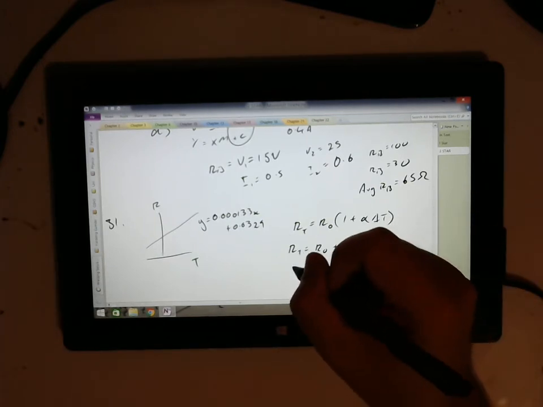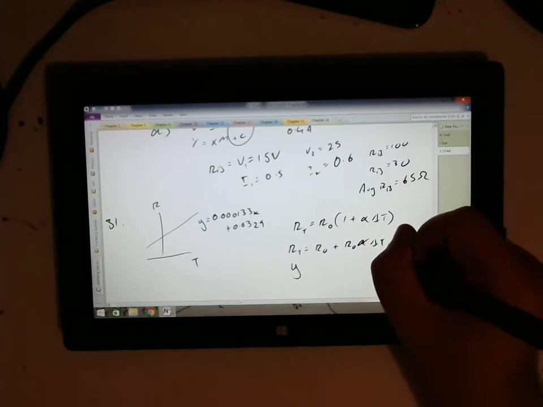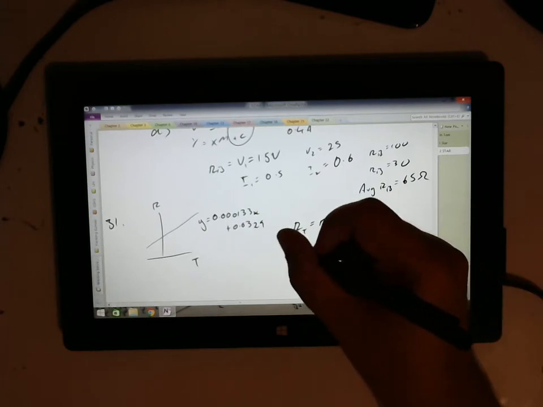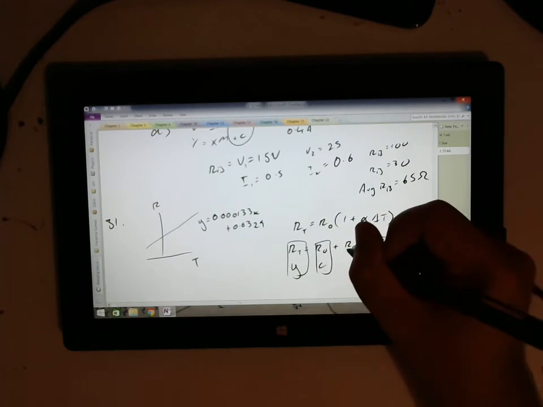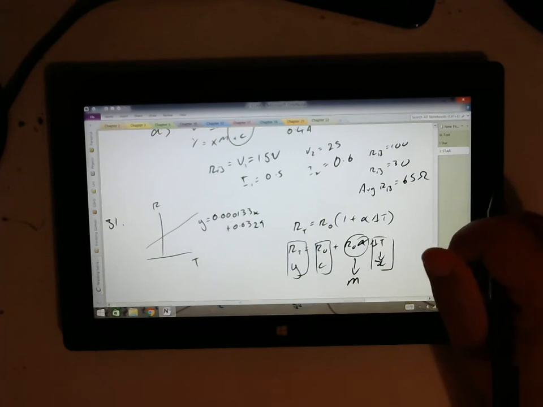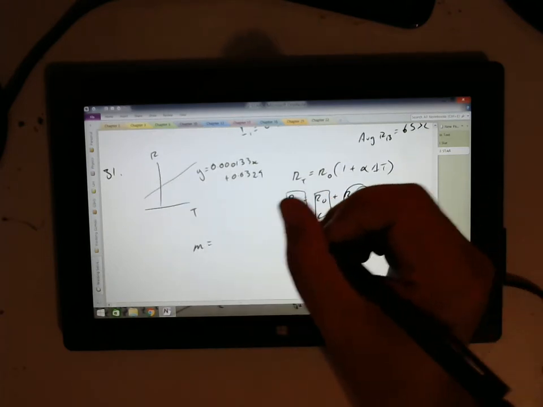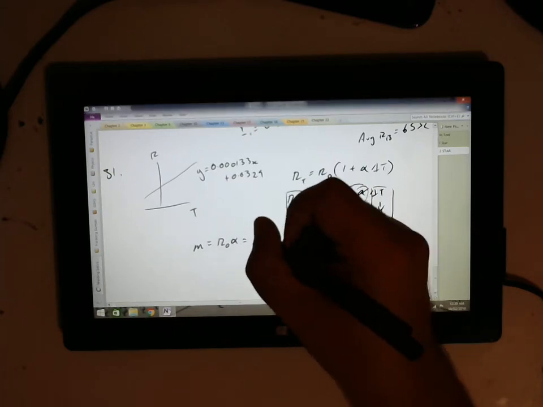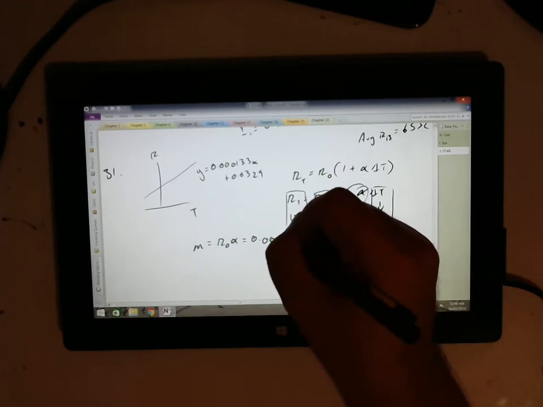Here's our y. Resistance is a function of temperature. Here's our x. It's the temperature. Here's our c. It's just the plus c at the end, which means that this bit here has to be equal to our gradient, our slope. So that means that m equals R naught alpha, but it also equals this number we got from before, 0.000133.